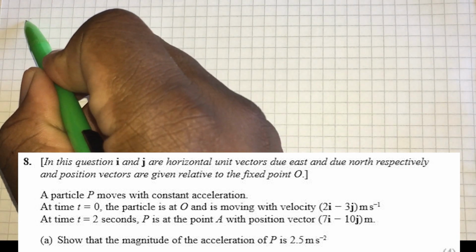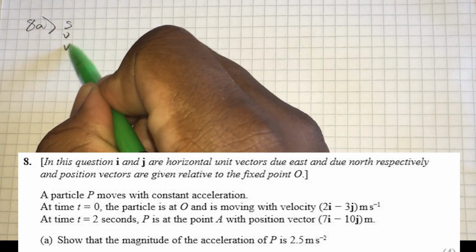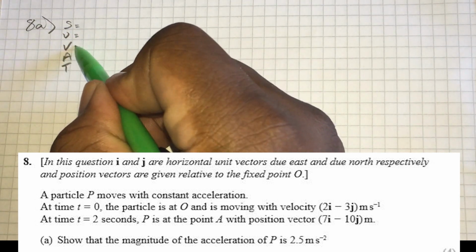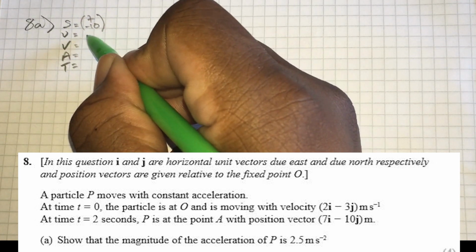Okay, so here in question 8, we are working on a vectors question. It's not variable acceleration, don't be tricked by that. There is no t variable inside any of these vectors. It's just a standard SUVAT question, but using vectors.